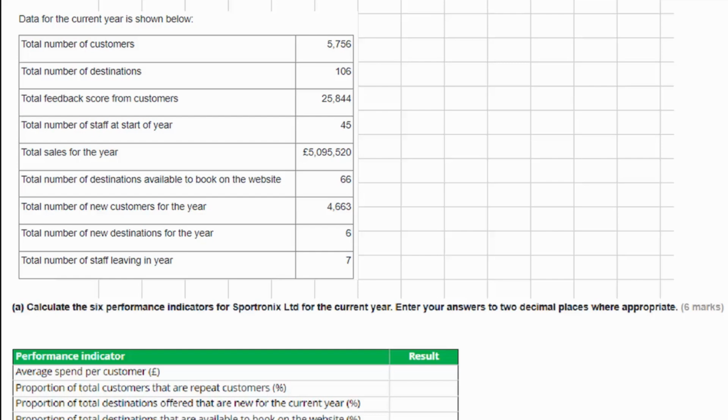So the average spend is going to be, well, there's our total sales for the year, and we want to divide by the number of customers. So we take our 5,095,520, divide by 5,756, and that gives us an answer of £885.25. The question wants us to answer to 2 decimal places, and it's important that we follow the instructions because otherwise the software won't be able to recognise your correct answer.